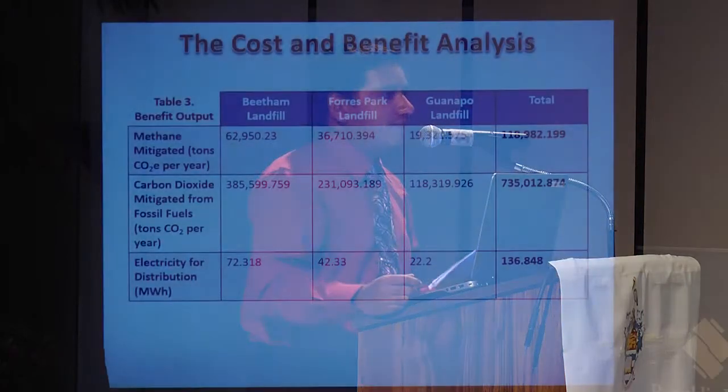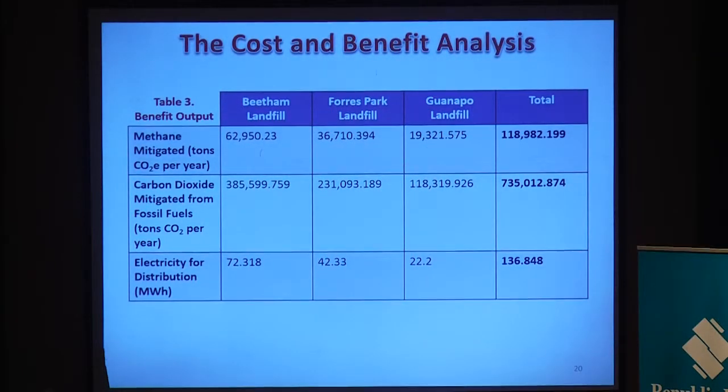In terms of the benefits, it was estimated that per year, from the 3 landfills, 118,982 tons of methane in carbon dioxide equivalent per year would be mitigated. In terms of carbon dioxide mitigated, 735,012, and in terms of electricity for distribution, 136 megawatts.